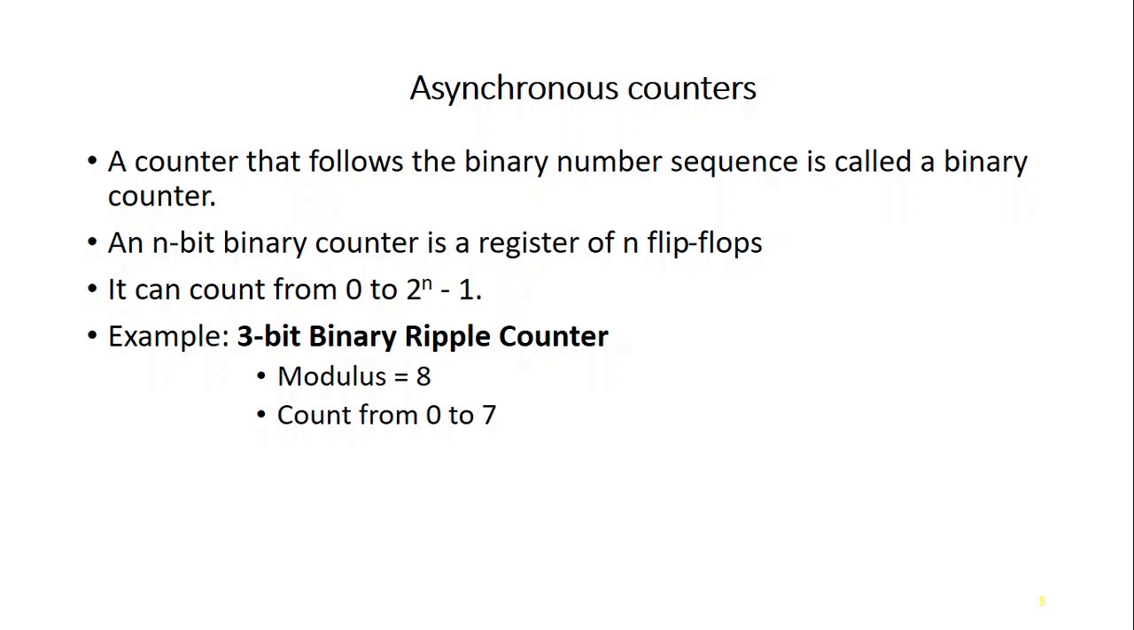As we have seen, the counter that follows the binary number sequence is called the binary counter, and here what we are discussing is a 3-bit binary ripple counter. Since it is having 3 flip-flops, it can count from 0 to 2 raised to 3 minus 1, that means 0 to 7. In general, if we have an n-bit binary counter, it uses n different flip-flops, and the different counting states of that counter are 0 to 2 raised to n minus 1.